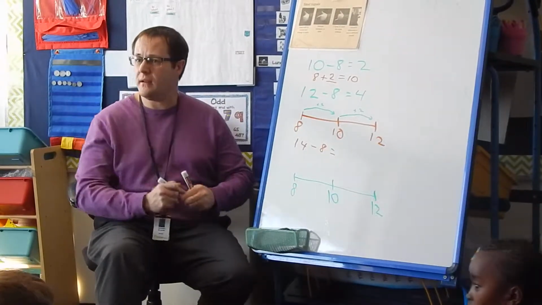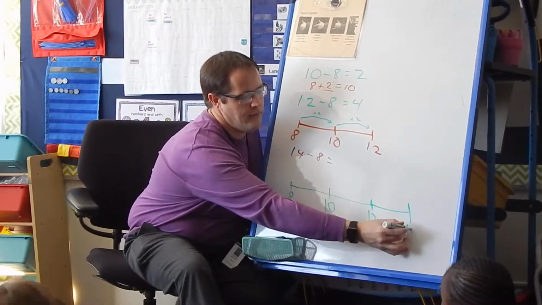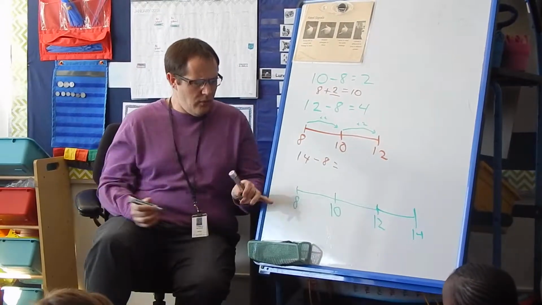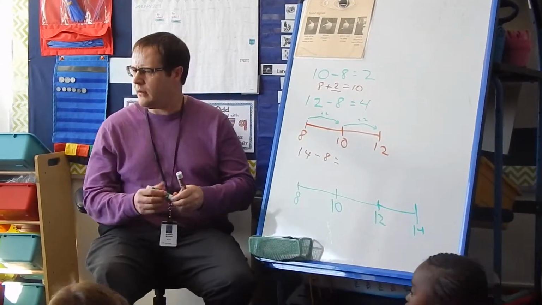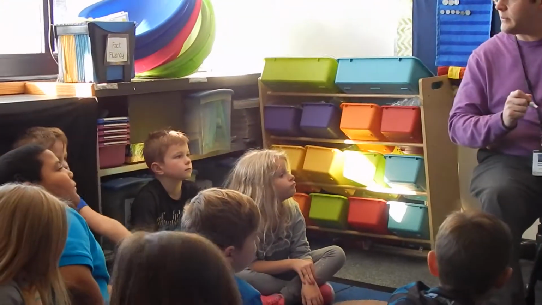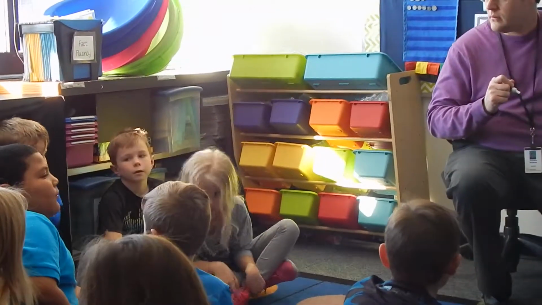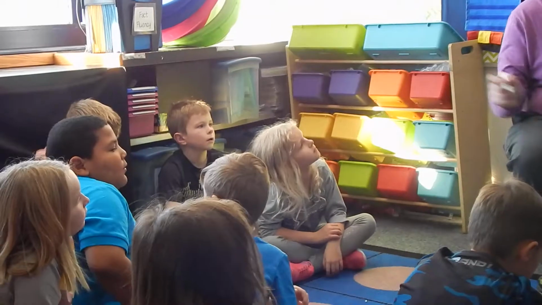Do you agree with that? You do? Okay, well, let's put it on there. 14. And then what kind of jumps do I need to make? 1, 2, 3. How many jumps of 2? She said 3. Do you agree with that? You think it's 3? So let's do it.